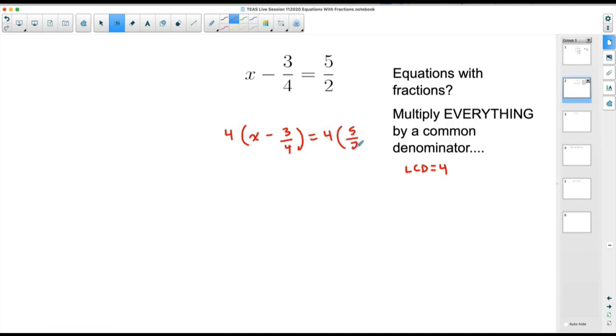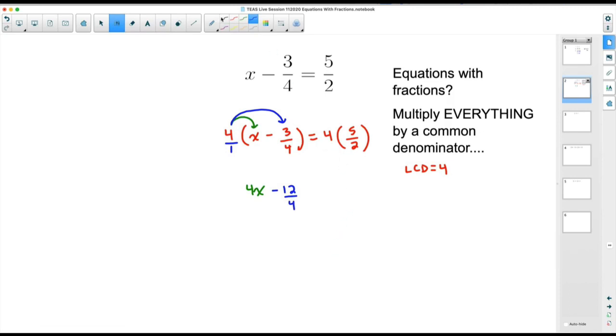Now you may wonder, why in the world am I doing this? Just wait. Let's distribute this 4. 4 times x, we get 4x. Let's take the 4 and distribute it to this negative 3/4. And remember, the way that you can multiply fractions, technically 4 is the same thing as 4 over 1. And if we take 4 times this 3, we get 12. Just don't forget your minus here. And then if we take 1 times 4, we get 4.